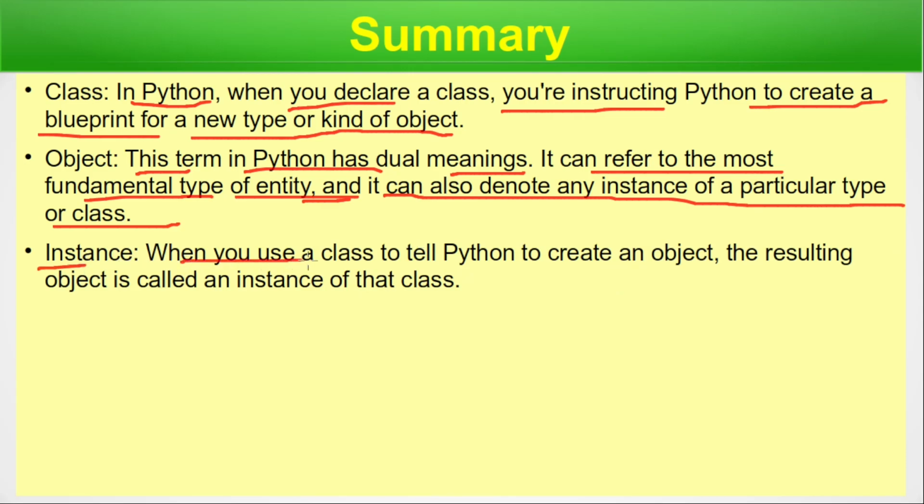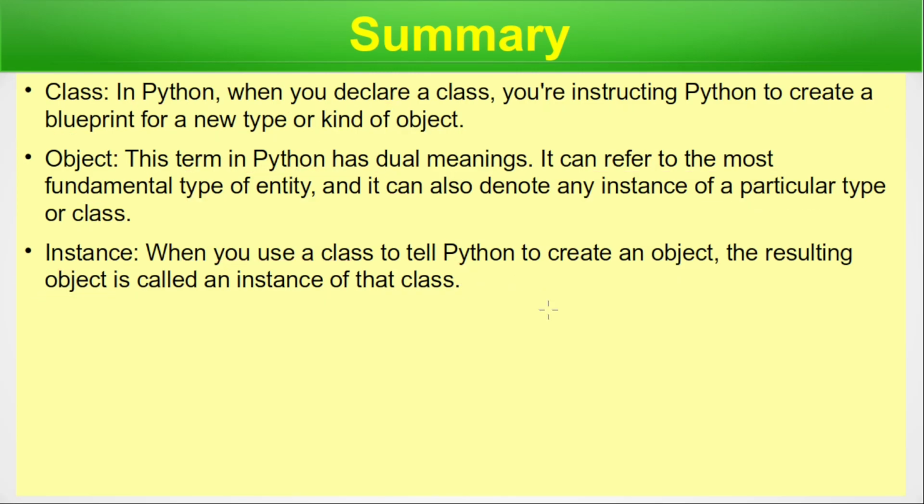Instance. When you use a class to tell Python to create an object, the resulting object is called an instance of that particular class. Instance. These are terminologies. We are making ourselves familiar with the terminology. So object and instance means that we have instantiated the class in an object. So these are coexisting concepts.